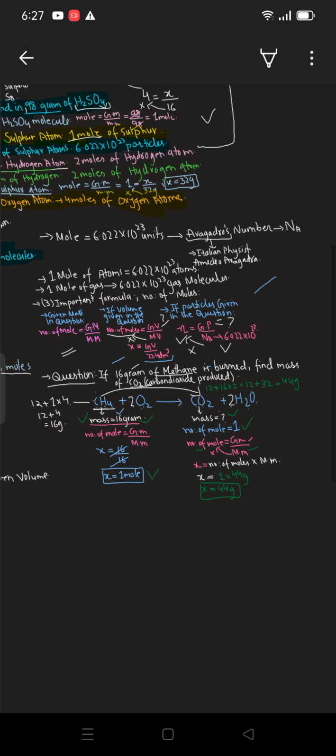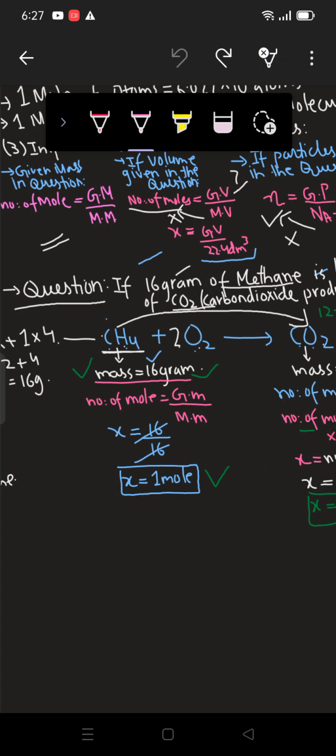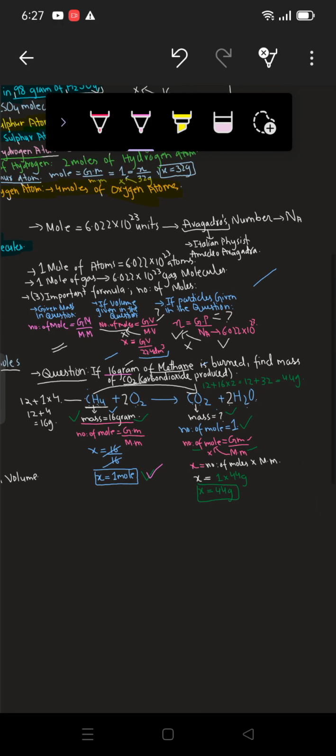So how do we solve something? We solve everything with the mole concept. Initially, we need to find the number of moles. The mass was given, so we need to calculate the mole from it. We know the formula: number of mole is equal to given mass per molar mass. The given mass was 16 and the molar mass of methane was 16 too. So 16 divided by 16, we got the number of mole equal to 1.